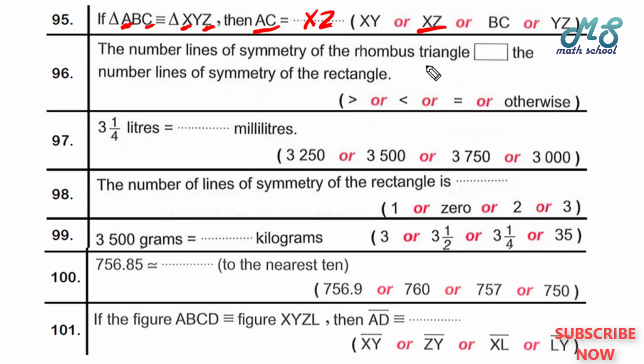The number of lines of symmetry of a rhombus is 2, and the number of lines of symmetry of a rectangle is 2. So right away you will write equals. So the correct answer is equal.